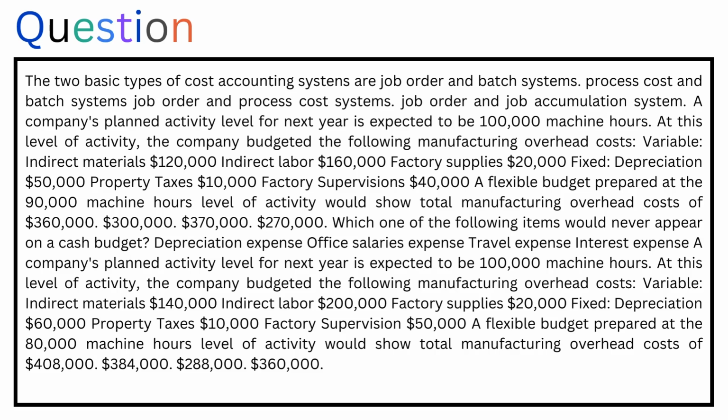$2,70,000. Which one of the following items would never appear on a cash budget? Depreciation expense, office salaries expense, travel expense, interest expense.